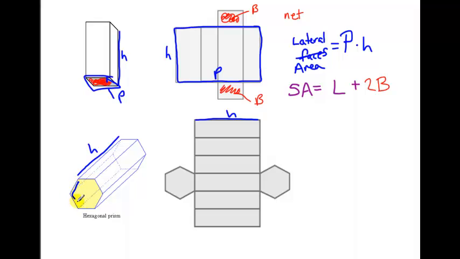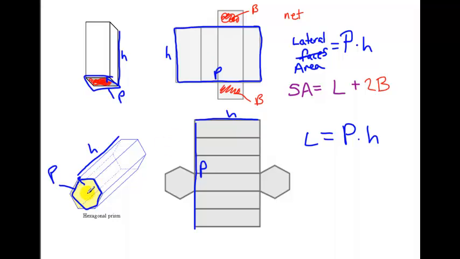The distance around the whole hexagon, there we go, that distance there would be the perimeter, and when we unfold it, that's going to be this entire length here, all six of them together. So the lateral area, one more time, the lateral area is just the perimeter multiplied by the height to get that full rectangle.